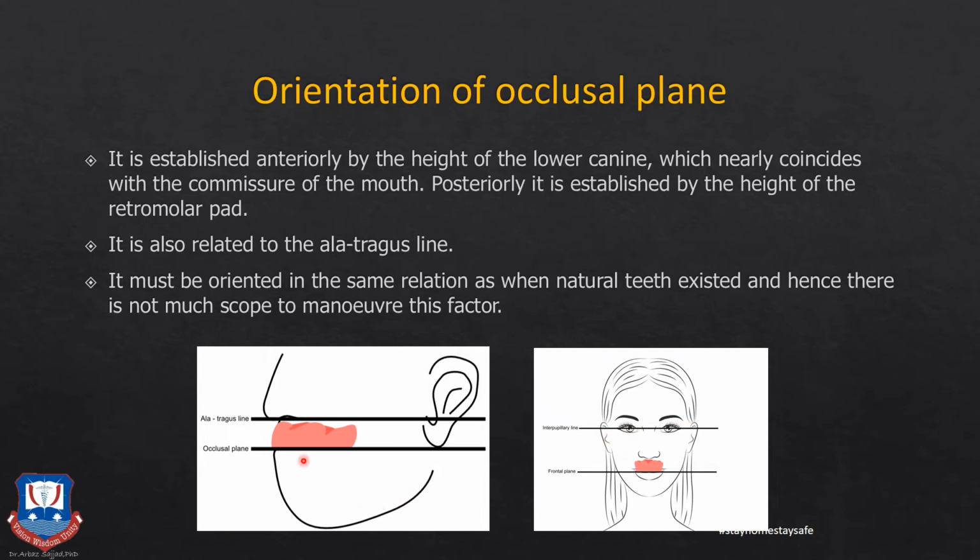And in the mandibular complete denture, the occlusal plane should be parallel to or extend up to the two-thirds of the retromolar pad. Usually the aim is to provide an occlusal plane which is midway between the occluding ridges, that is, between the edentulous maxillary and mandibular ridges. It is oriented in the same relationship as when the natural teeth existed. Hence, there is not much scope to maneuver the occlusal plane. But yes, as I mentioned, if the incisal or condylar guidance is very steep, the occlusal plane, instead of horizontal, can be made slightly steeper.